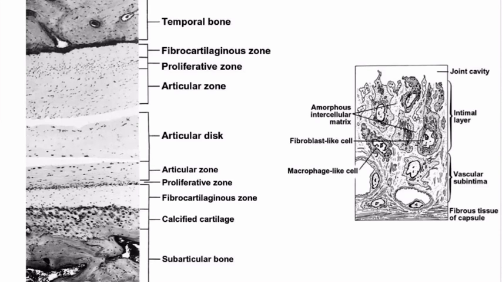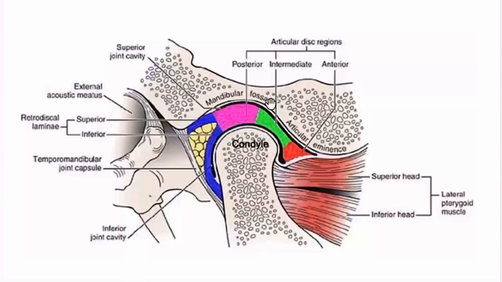The sliding surfaces of the bones are covered not by hyaline cartilage here, but by something called fibrocartilage. We have no perichondrium. We have the lubricating synovial fluid that helps the lubrication. It supplies nutrients and oxygen to the avascular articular cartilage layers.